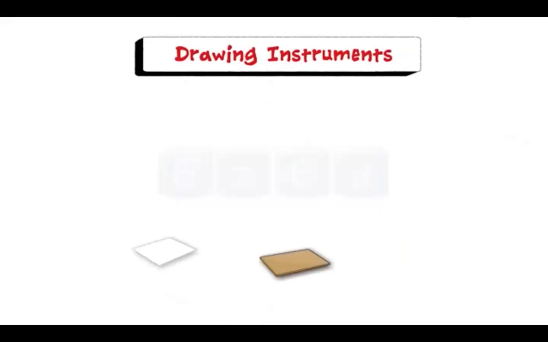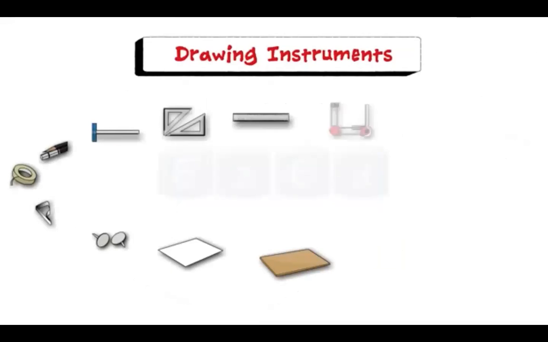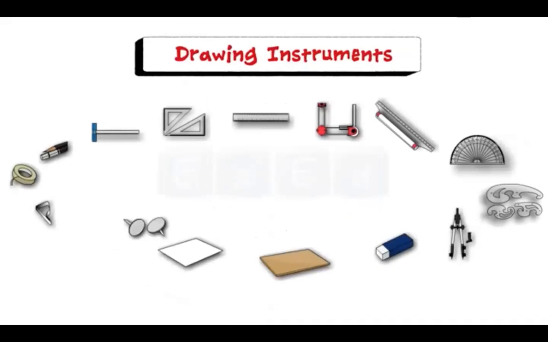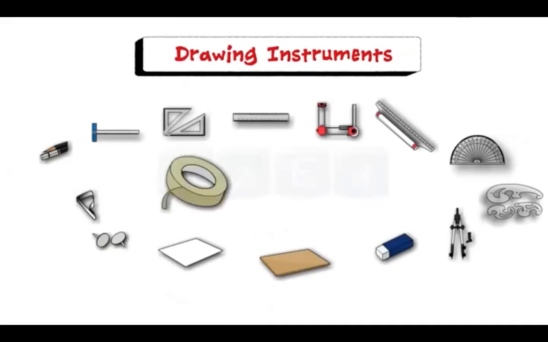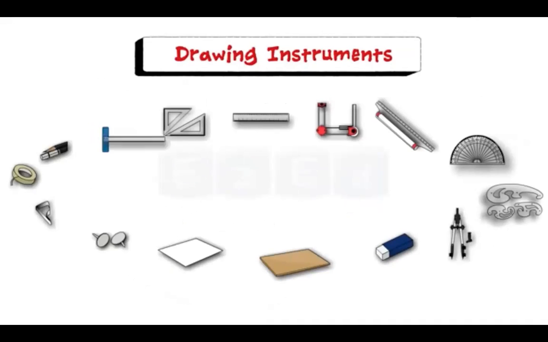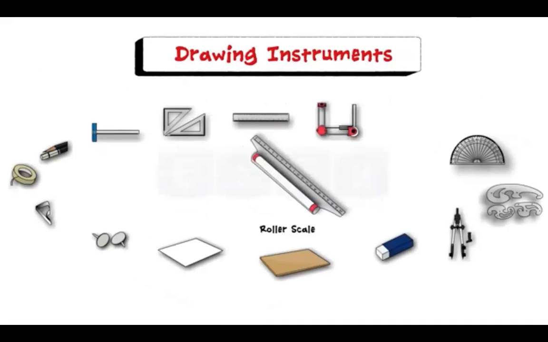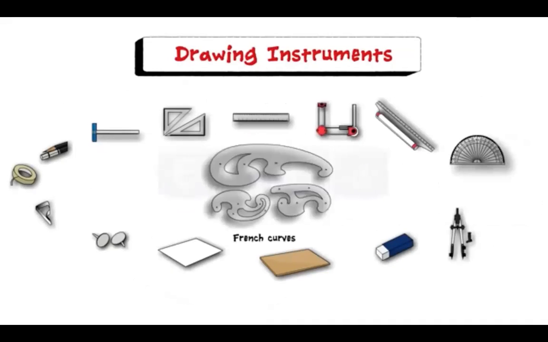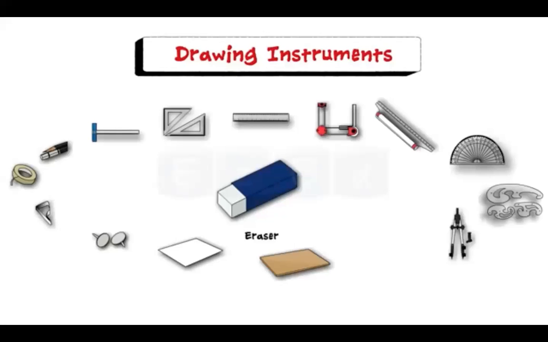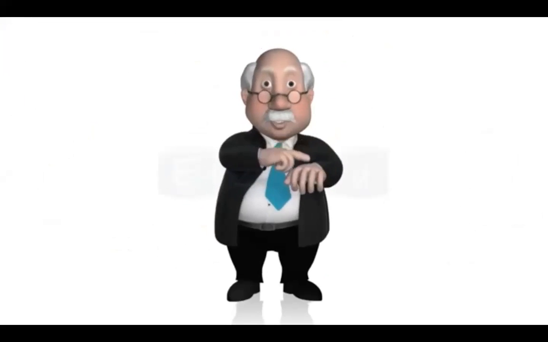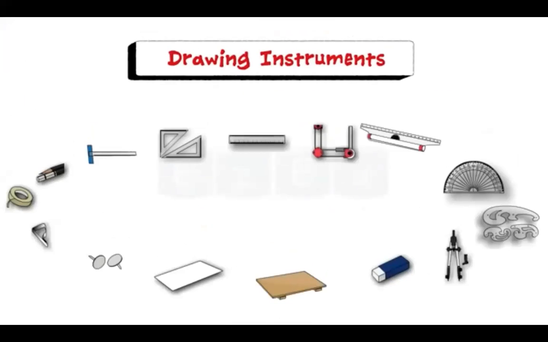Let us see different drawing instruments used in engineering drawing. In this we have a drawing board, drawing paper, pens, clips, or adhesive tapes, pencils, T-square, set square, scale, drafter, roller scale, protractor, French curves, compass, and eraser. Now let us describe each and every instrument.